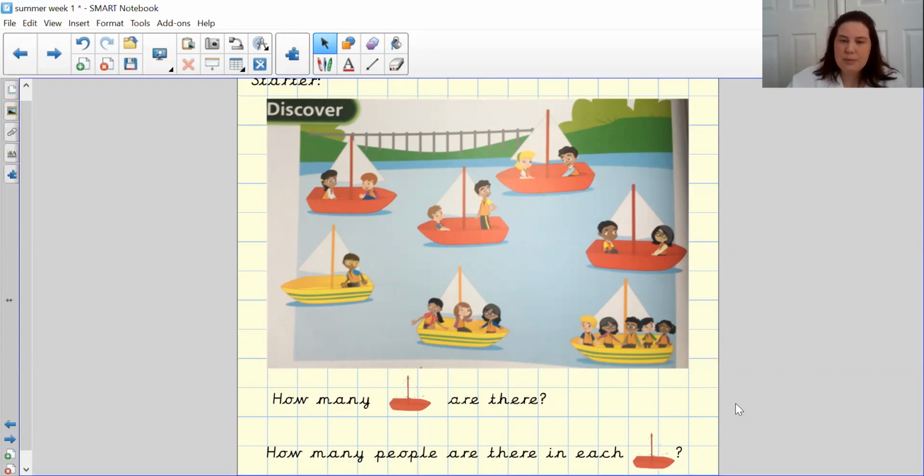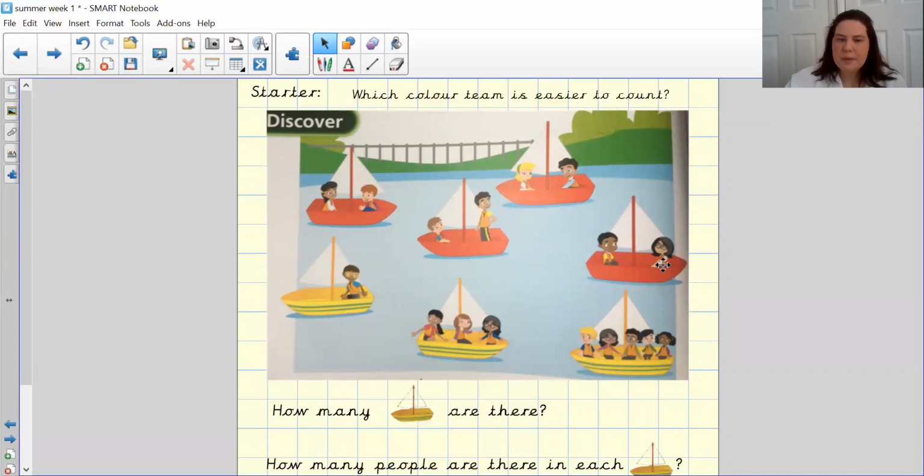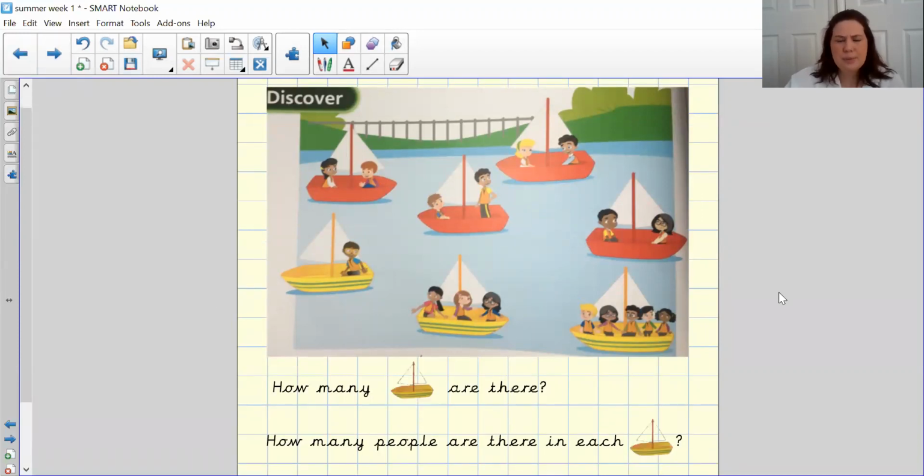So I want you to pause for a minute and have a think. So let's go on to the next one. The next thing I would like you to think about is, how many yellow boats are there? And I also want you to think about how many people are there in each boat. Once you've done this, I would like you to write them down on a piece of paper just so you can remember.